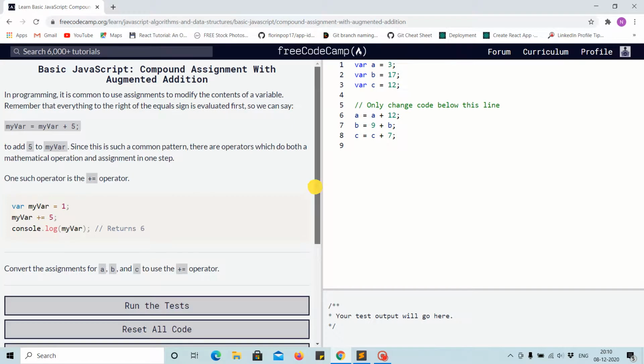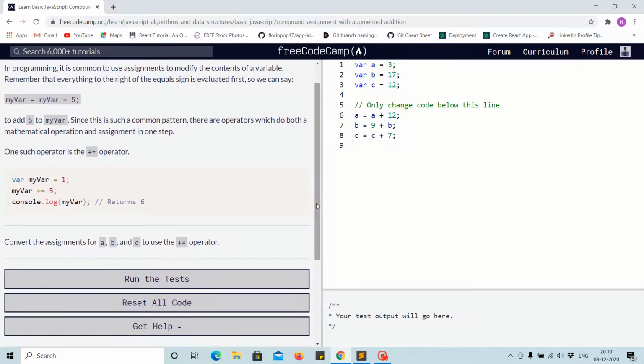So let's get to the task for this challenge. Convert the assignments for A, B and C to use the plus equals operator, where A equals 3, where B equals 17 and where C equals 12. So we have to convert this to use the plus equals operator, like this.